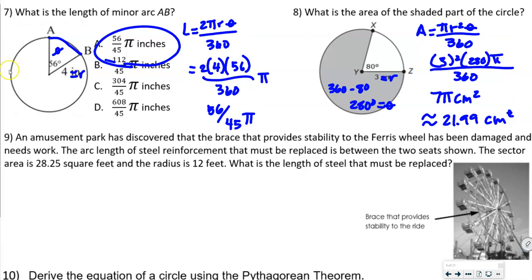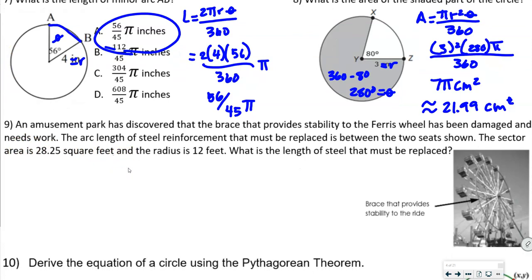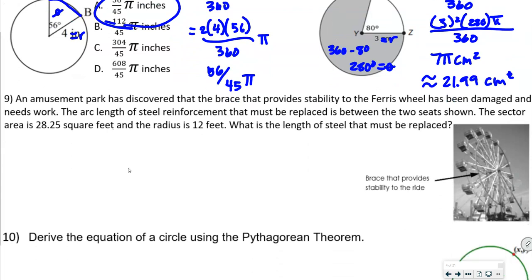Okay. Number 9 says, an amusement park has discovered that a brace that provides stability to the Ferris wheel has been damaged and needs work. The arc length of the steel reinforcement must be replaced between 2 seats below. So they're talking about this right here. Actually, let's mark it. This right here. See that?